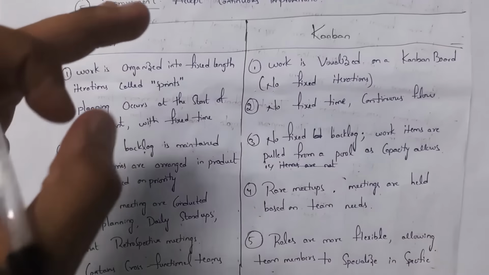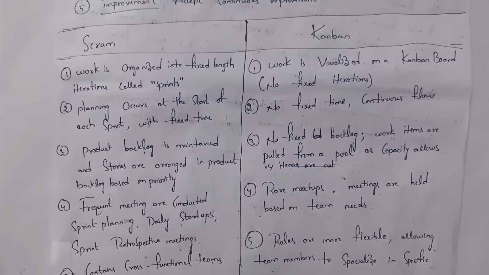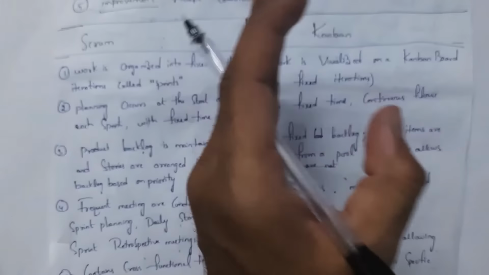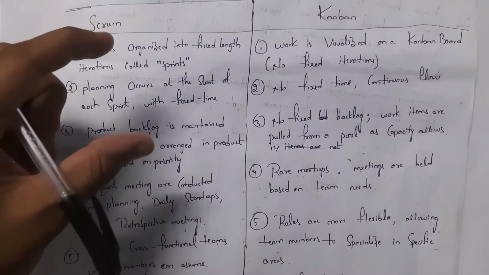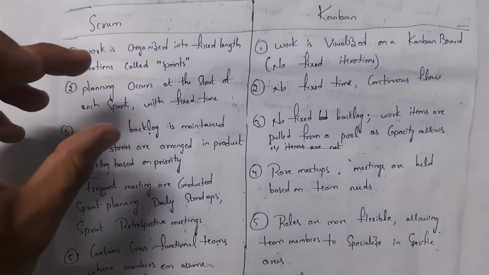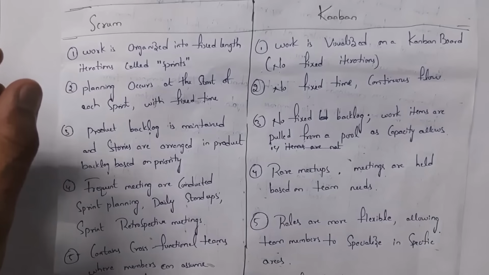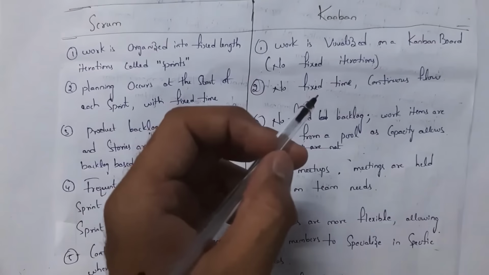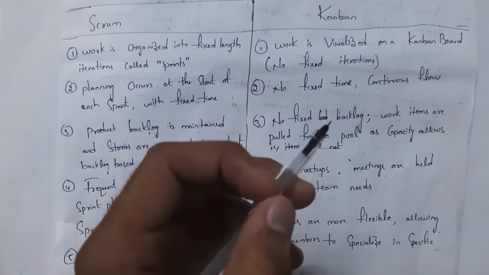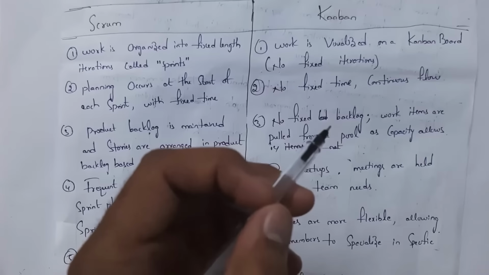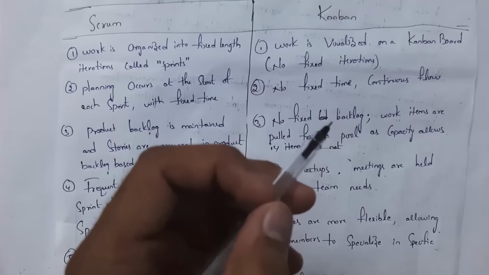In Scrum, work is divided in the form of sprints, whereas in Kanban, work is visualized on a Kanban board. In Scrum, planning on how to complete the software is done before each sprint, and each sprint has a fixed time, that is 1 to 4 weeks. Whereas in Kanban there is no fixed time. For example, if one card is completed in 1 day, immediately they need to take the next card and keep on working.